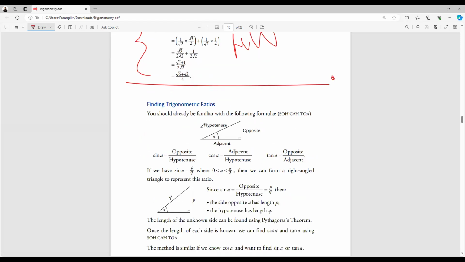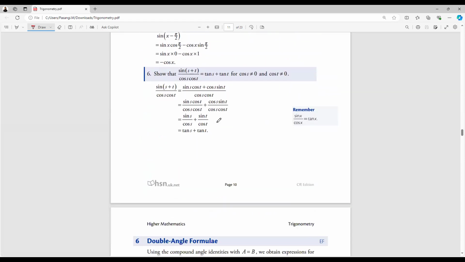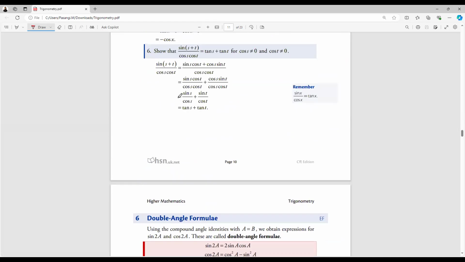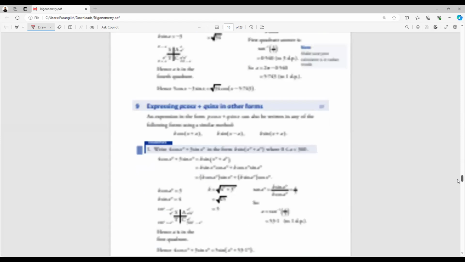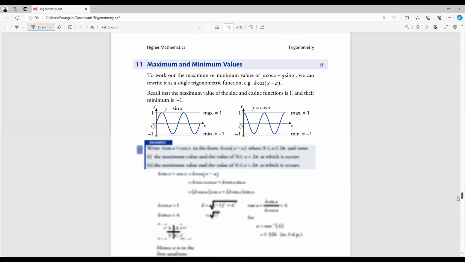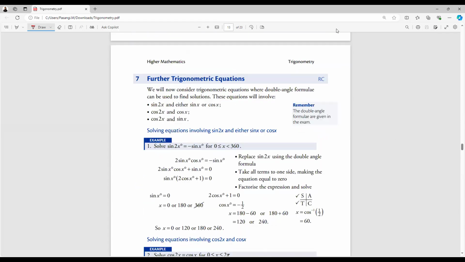Then we'll start finding trigonometric ratios. Anyway, we already did these ones. From that part next day onwards, and the double angle formulas. That's all. You can easily get this. No need to worry about that.